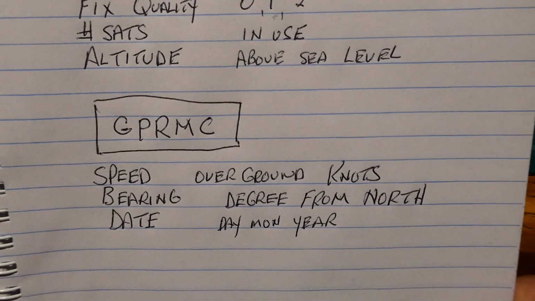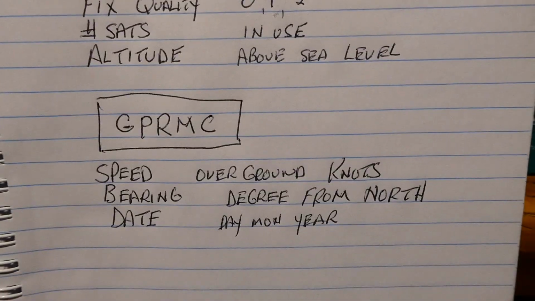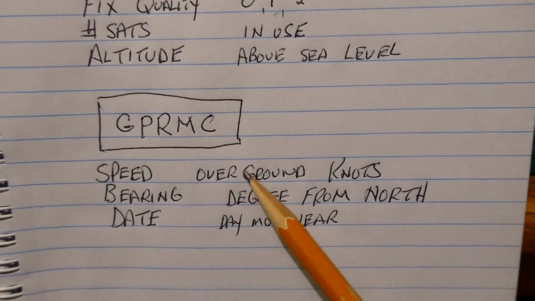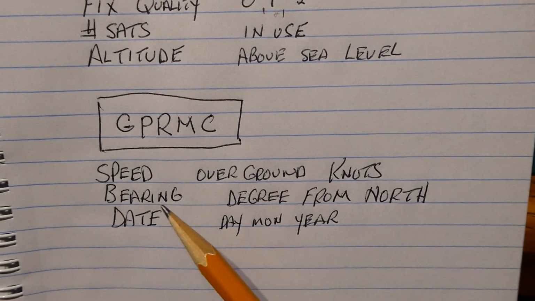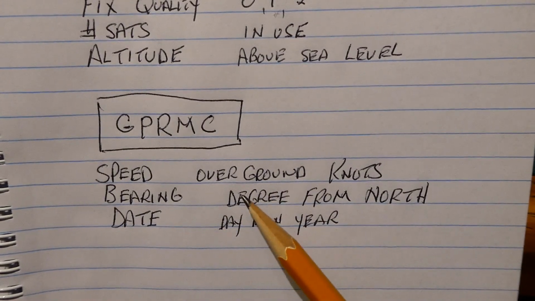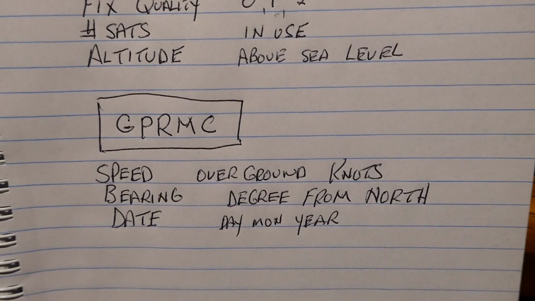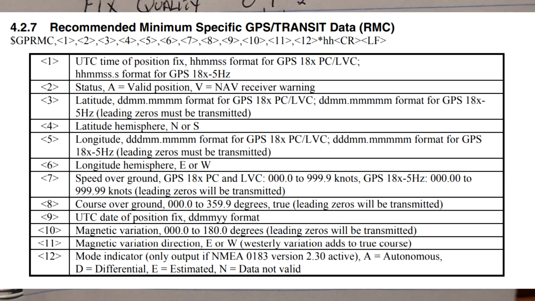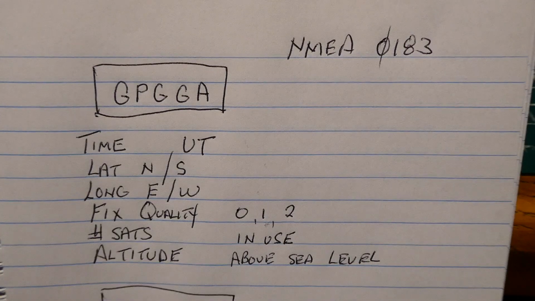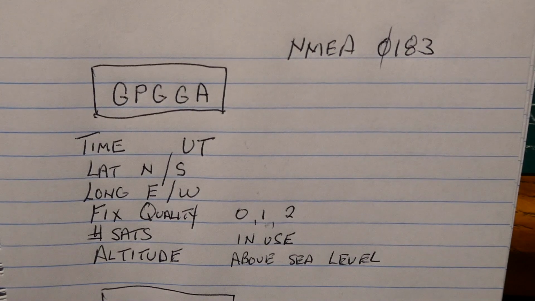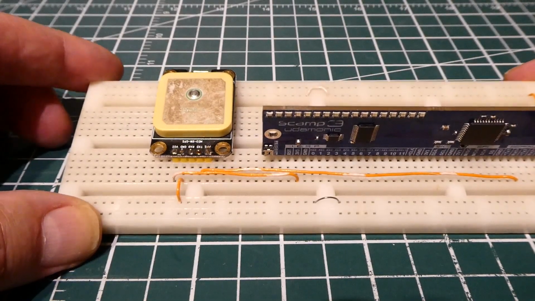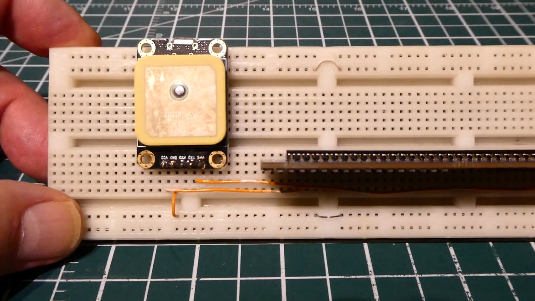The next sentence is the GPRMC, and from this sentence we get the speed over ground in knots. And if we're moving, we'll get a bearing, that's the degrees from north, and we'll get a date, the day, month, and year. So using these 2 sentences, the GPRMC and the GPGGA, we could get enough information for a GPS project.